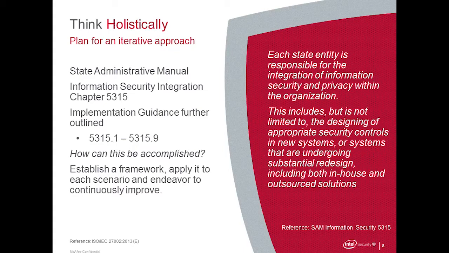Also, thinking holistically and around that value wheel, plan to have an iterative approach. You're not going to be able to identify and execute all the requirements at once, so prioritize them. And then go through an agile methodology and go back through your second iteration. Implementation guidance is further outlined in the SAM to identify how these objectives can be accomplished. There are established frameworks that can be applied to multiple scenarios to allow you to think holistically and iterate through this process to provide continuous service improvement.